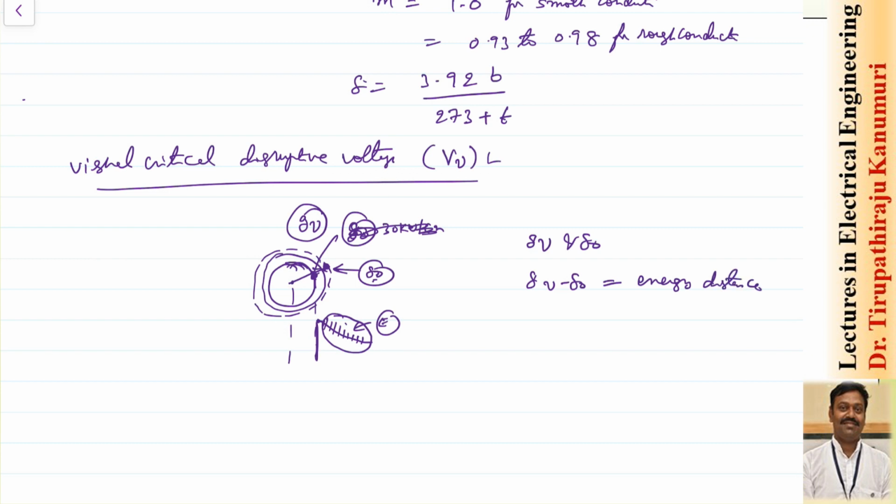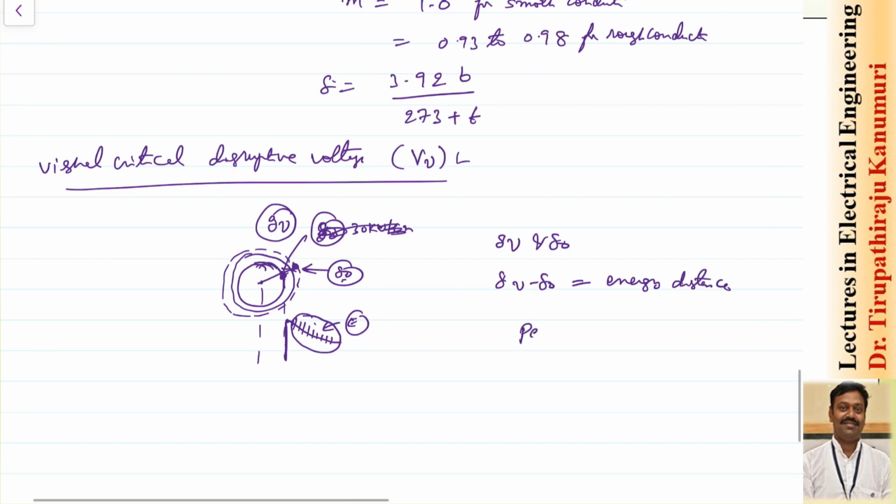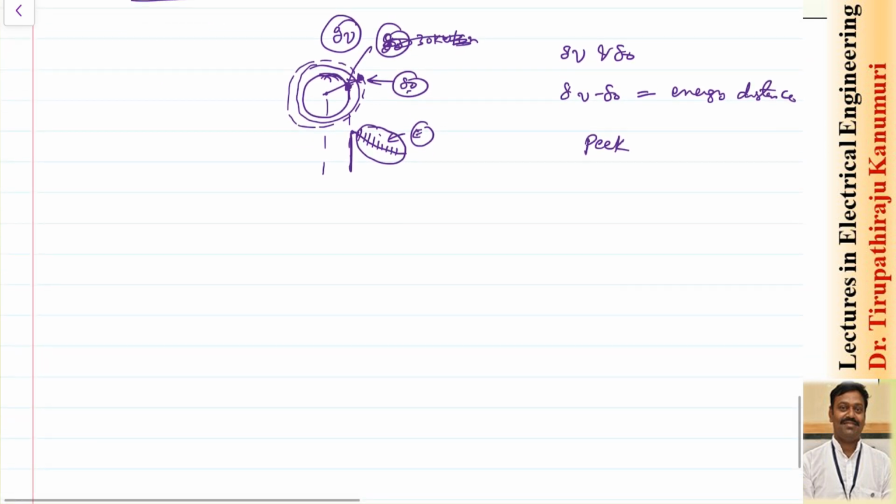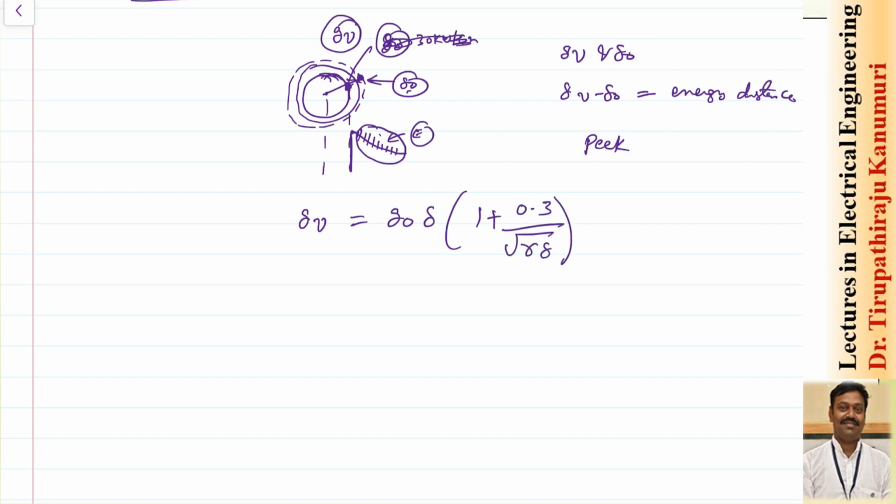is called the energy distance. The scientist Peek has proposed an empirical formula for getting this. So the value of Gv will be equal to G naught multiplied by delta into the energy gap, which is 1 plus 0.3 divided by square root of r delta. This will be in kV per centimeter.